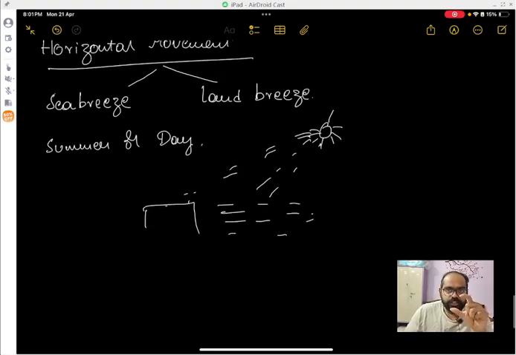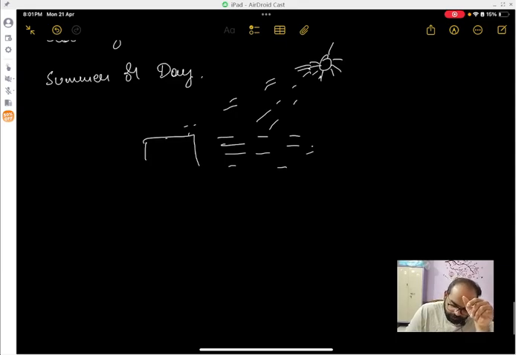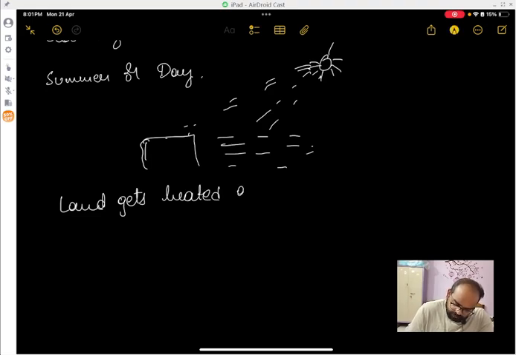We have completed vertical movement, and now we have shifted to horizontal movement of air. Why is air set in these vertical and horizontal movements? Due to the rise in its temperature. What happens during summer or daytime? Land gets heated quickly compared to oceans or the sea.